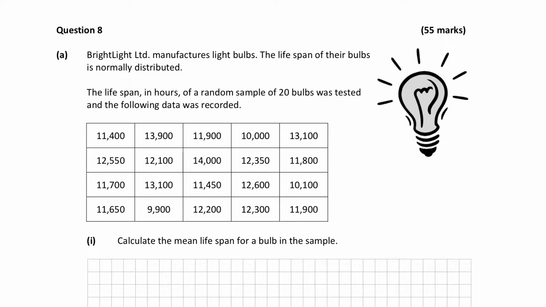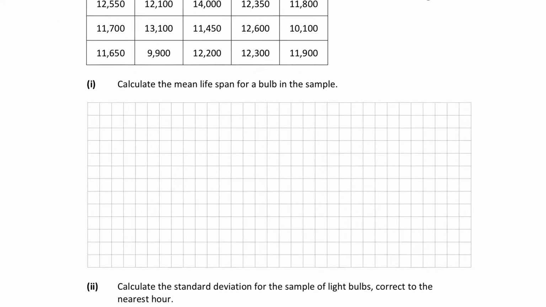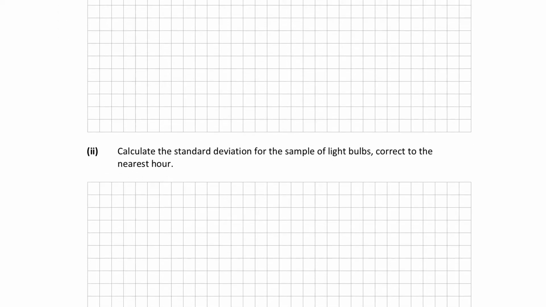The lifespan in hours of a random sample of 20 bulbs was tested, and the following data was recorded. So this was the amount of hours that each light bulb lasted out of those 20 bulbs. Calculate the mean lifespan for a bulb in this sample. Okay. Now that's the first part of that question, but if you just have a look at the second part, it asks you for the standard deviation.